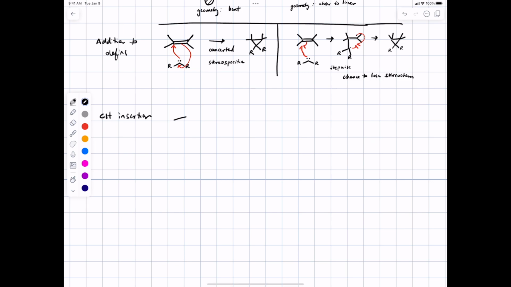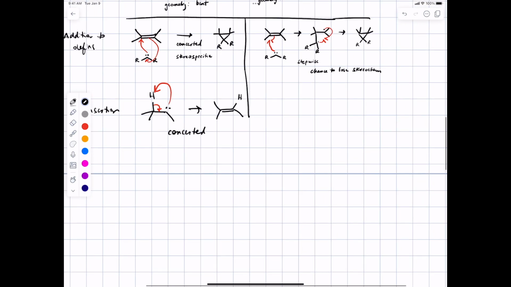So for CH insertion for singlet carbene, what happens is basically you have the lone pair in the sigma out orbital attack this proton. At the same time, you're doing an elimination reaction, and these electrons go into the empty p orbital to give you this olefin product. Again, for singlet carbene, that reaction's concerted.